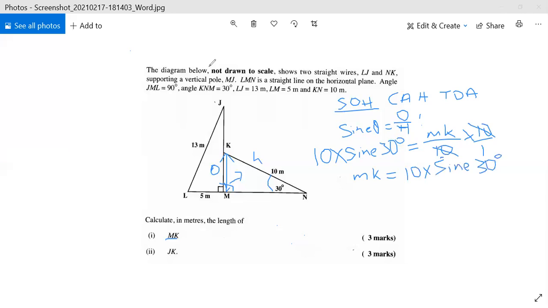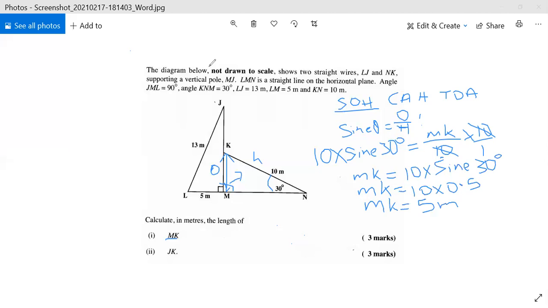Now what is sine 30 degrees? If you check your calculator, you'll see that sine 30 degrees is 0.5. So MK is equal to 10 times 0.5, which is 5 meters. So MK is equal to 5 meters. That's our first distance that we find here, MK.